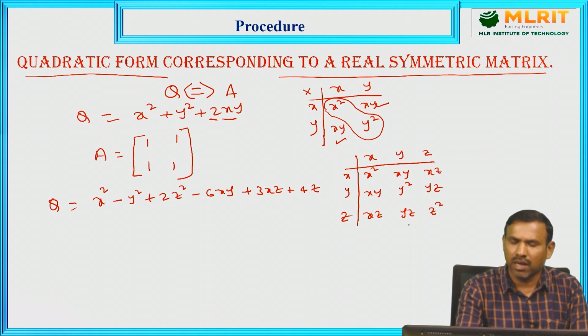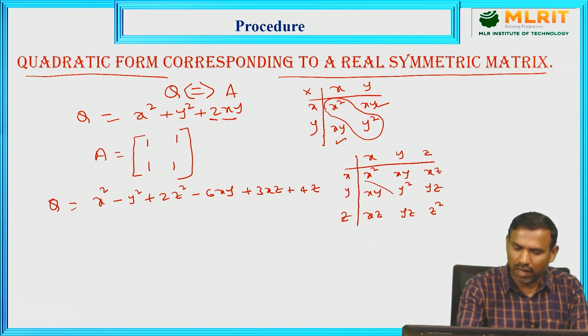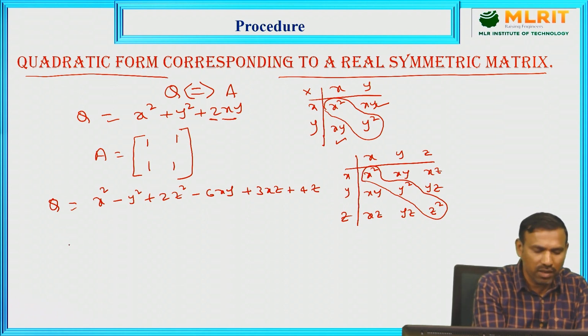We can write yz or we can write zy. We can write xz, we can write zx. It is not a matter, right? So the positions are clear, along the diagonal the square terms. Every time this happens, right? Now, what is the symmetric matrix for this one?